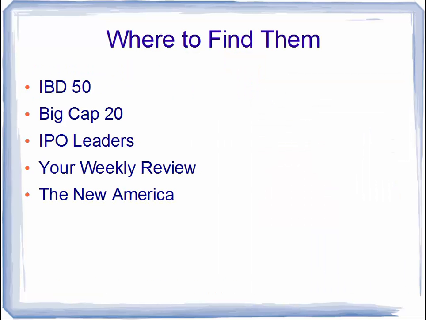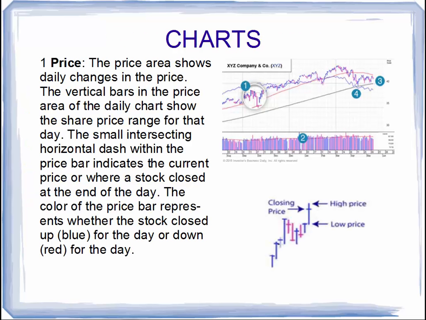Okay, where do you find the stocks? You can find them in the paper online, the IBD 50, Big Cap 20, IPO Leaders, Your Weekly Review, and the New America. So that's the place, and you go through those lists and watch, and that's where they're going to be popping up. So a little bit on charts.